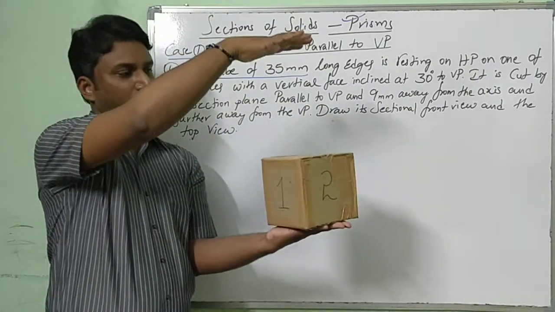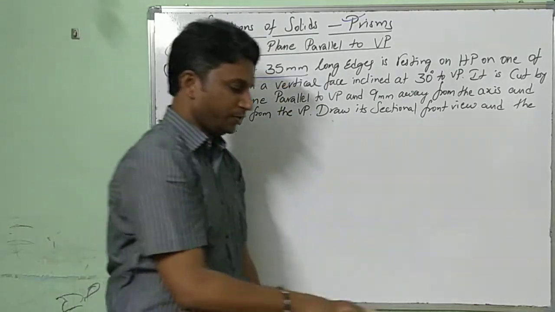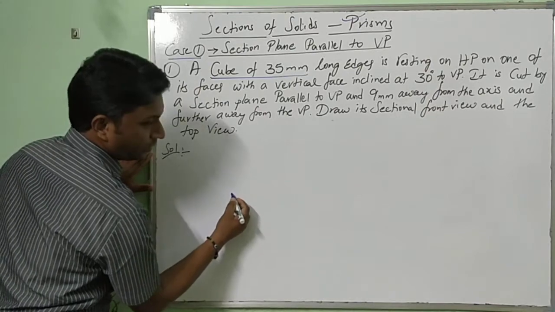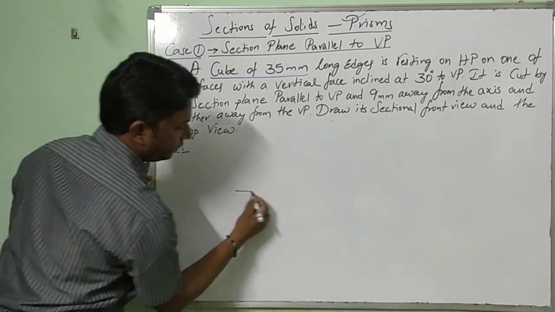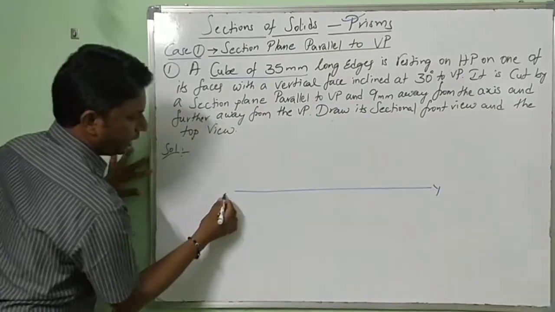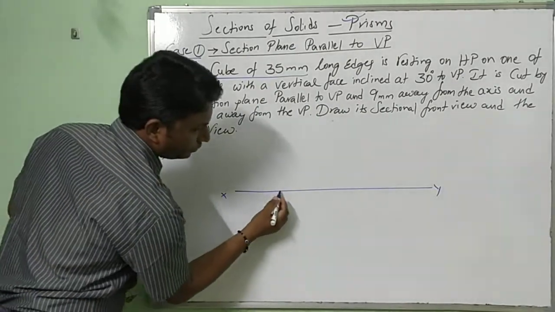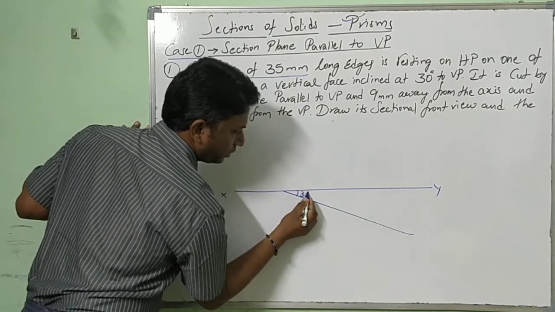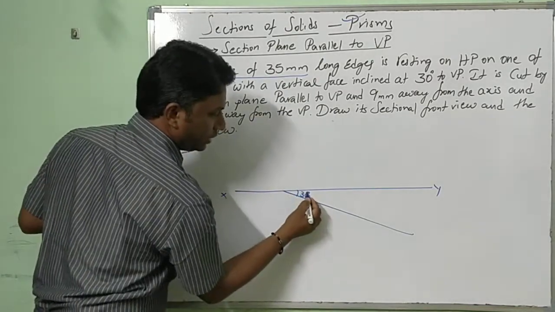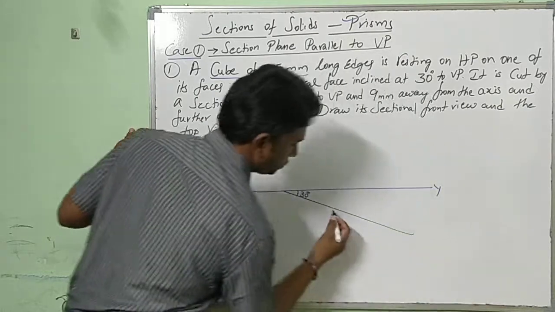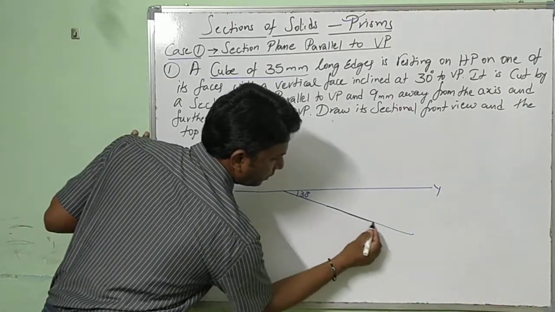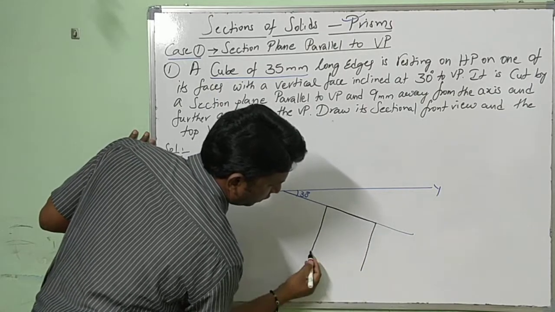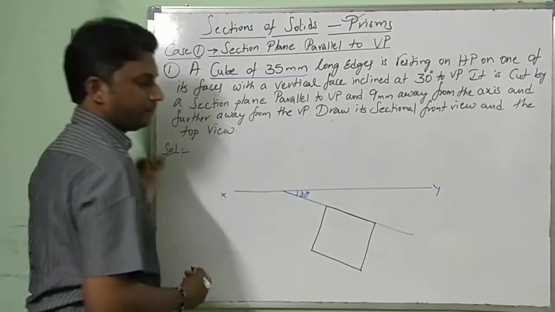First of all, drawing the top view. Top view, true shape. At what angle? 30 degrees. I'm drawing very small. XY line. Just taking an angle of 30 degrees. On this 30 degrees line, I am supposed to draw a square of 35 mm side.